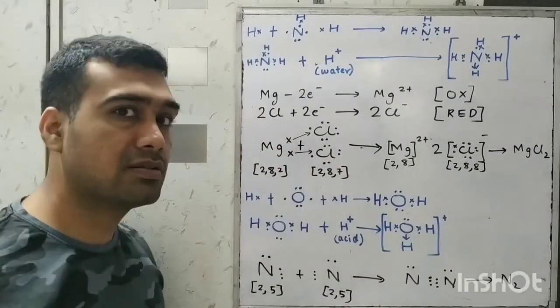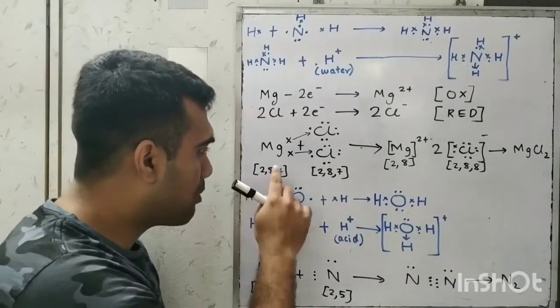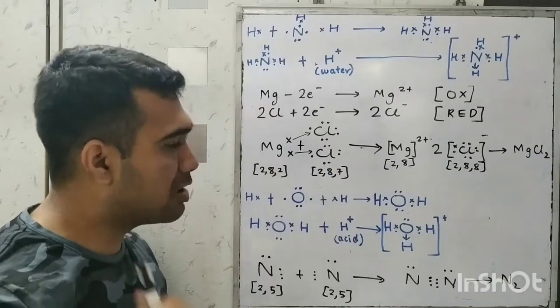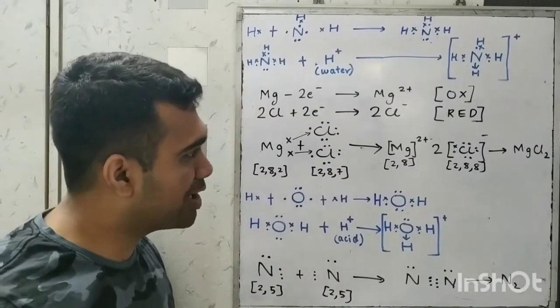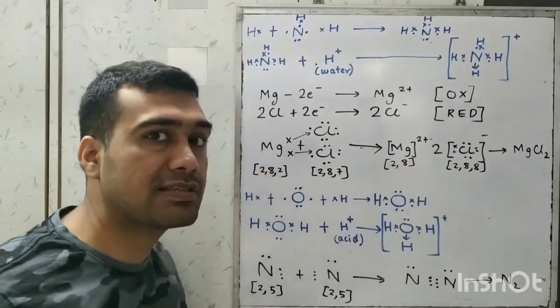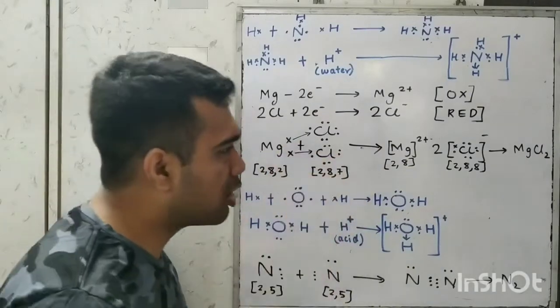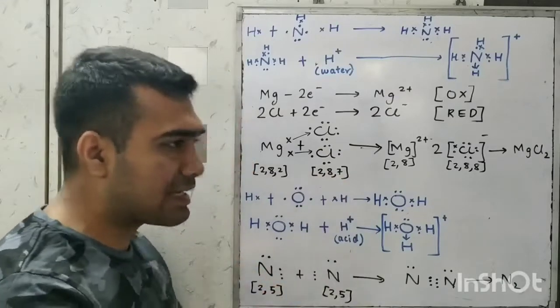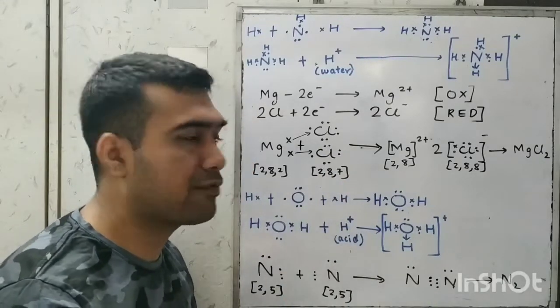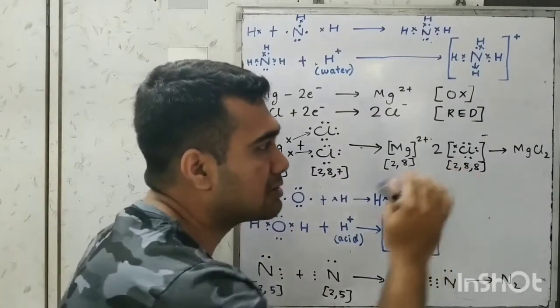Magnesium is a metal with electronic configuration 2,8,2. So it can lose 2 electrons to achieve the electronic configuration of the nearest noble gas, which is neon. On the other hand, chlorine is a nonmetal with electronic configuration 2,8,7, and it can gain 1 electron to achieve the electronic configuration of the nearest noble gas, which is argon.